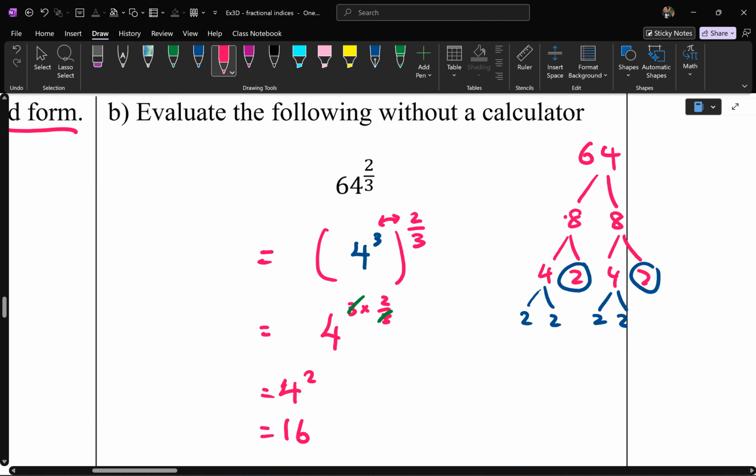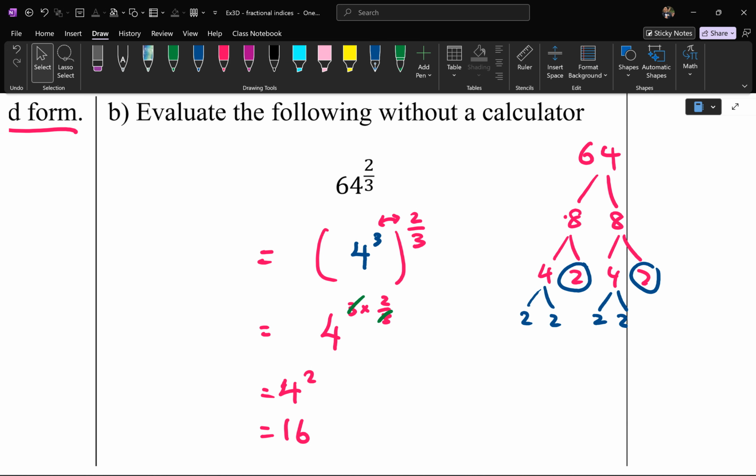Okay, but if you did it as 2 to the power of 6, it still would have worked as well. 2 to the power of 6, 6 times 2/3 would have given you 2 times 2, which is 4, so 2 to the power of 4 is 16 as well. Okay, so it still works.